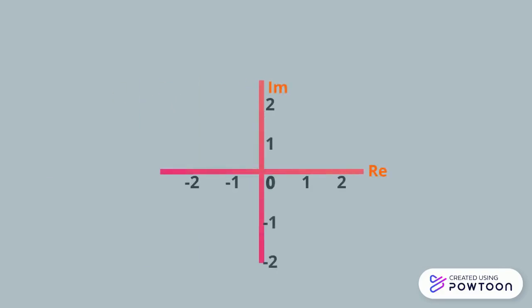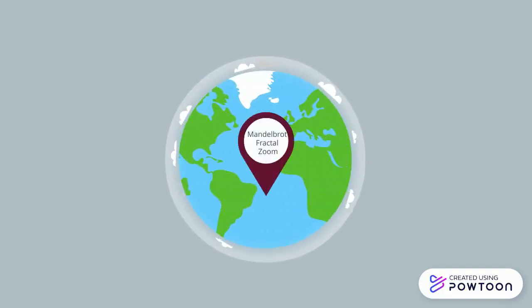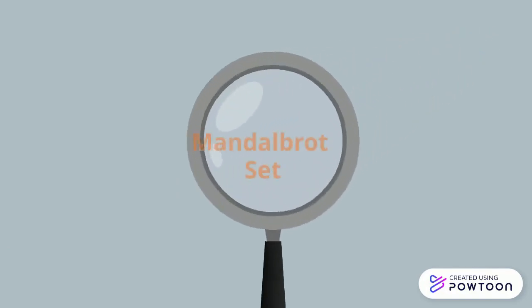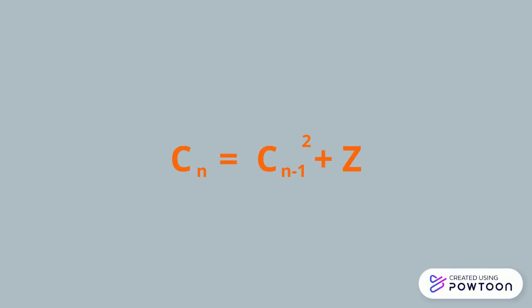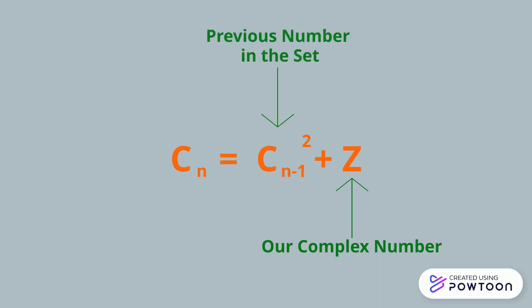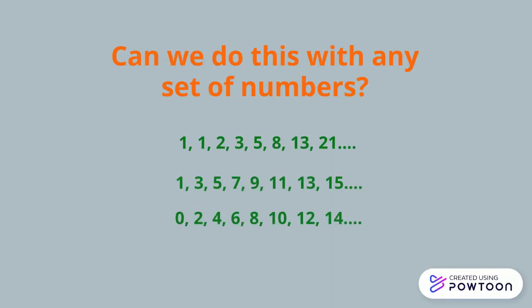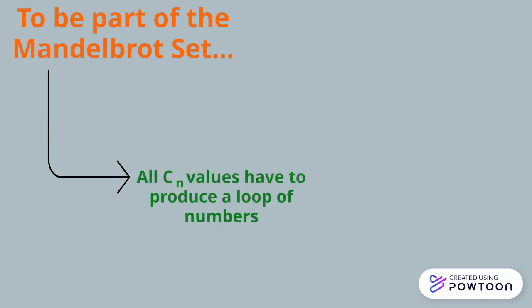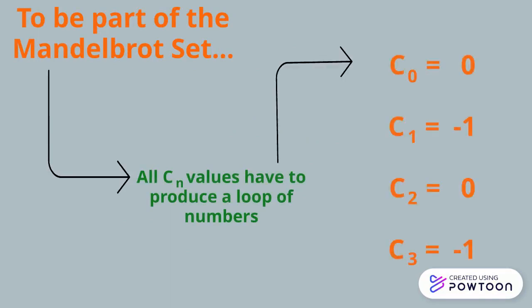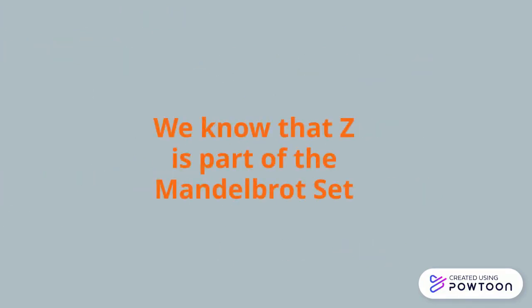Working in the complex plane allows us to explore a whole new realm of mathematics, including the Mandelbrot fractal zoom. To identify the Mandelbrot set, the equation Cn equals Cn-1 squared plus z is used. In this equation, z is our complex number, and Cn-1 is the value of the previous index of the set. But can we just pick any random set of numbers and zoom in? The answer is no. To be a part of the Mandelbrot set, the set of values Cn must produce a continual loop of the same values repeating over and over again. If this occurs, then we know that the complex value z is a part of the Mandelbrot set.